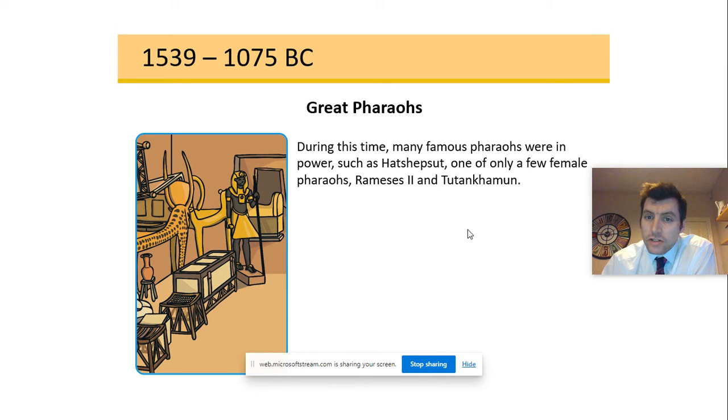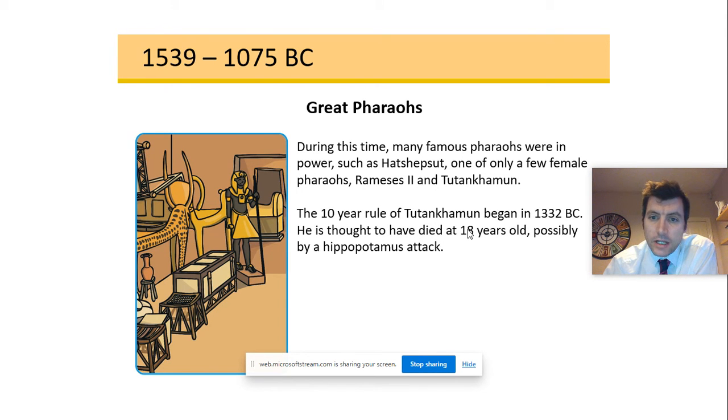Now, the rulers of Egypt around 3,000 years ago were people called pharaohs. Okay, most of them were male. One of the few females was called Hatshepsut, but most of the male ones were famous ones, people like Tutankhamun and Ramesses II. They were very famous, very, very powerful people.